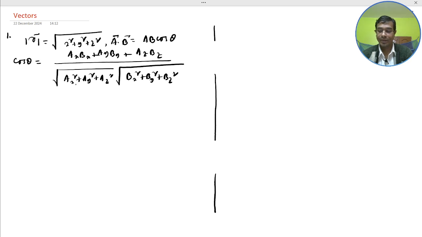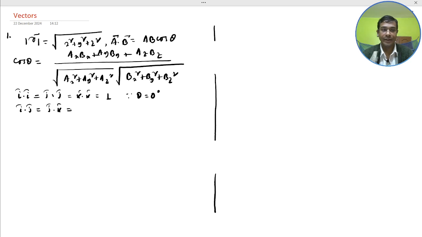And one thing is that the dot product of like unit vectors, i dot i is equal to j dot j is equal to k dot k is equal to 1, as theta is 0 degree, and the dot product of unlike ones, like i dot j, j dot k and k dot i, is equal to 0 because theta is equal to 90 degree. And this is the scalar product.